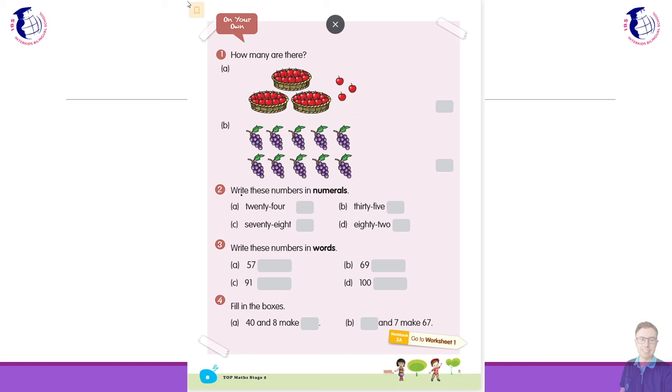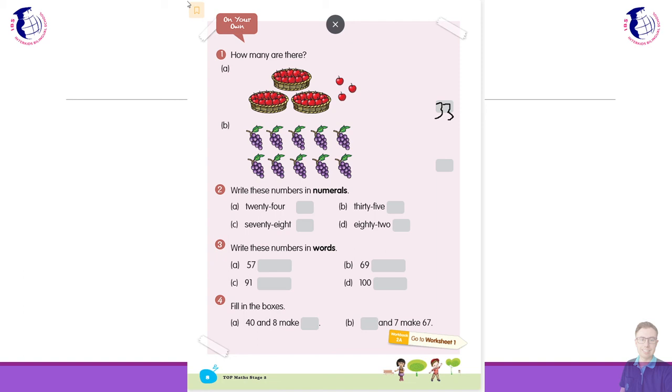Oh, another page on your own. Some more counting in tens and ones. How many are there? So we've got some apples. So yet again, pause the video, and then when you're ready, unpause, and I will go through the answers here. So if you're unpaused and you've completed the page, let's have a look at the answers. Apples, we have 10, 20, 30, and a 3. So 33.